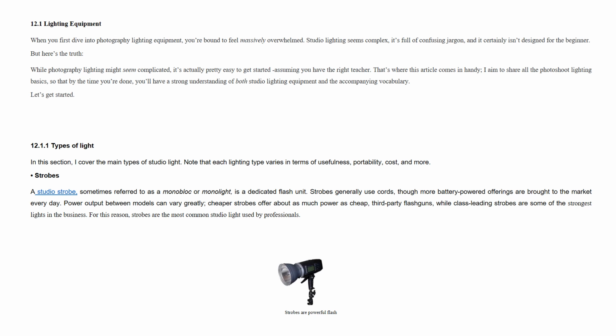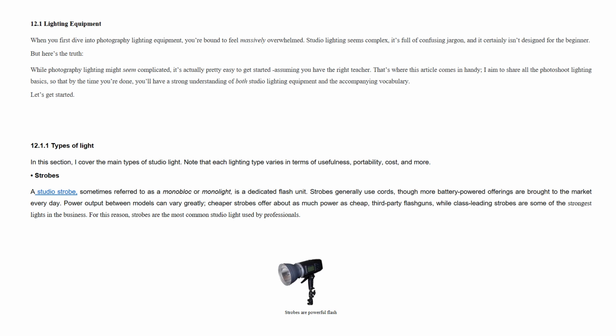So, first is types of light. In this section, I cover the main types of studio light. Note that each lighting type varies in terms of usefulness, portability, cost, and more. Number one is strobes. You can see the image of the strobe lighting.